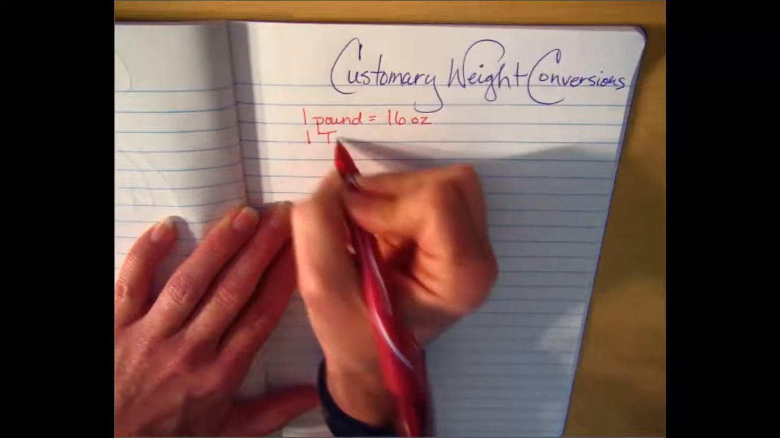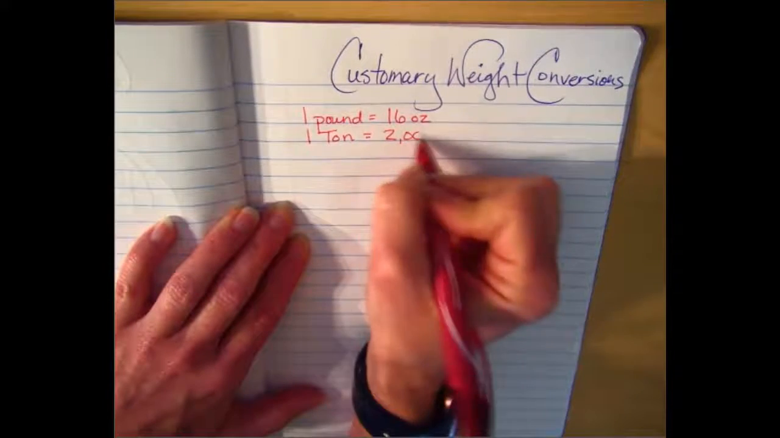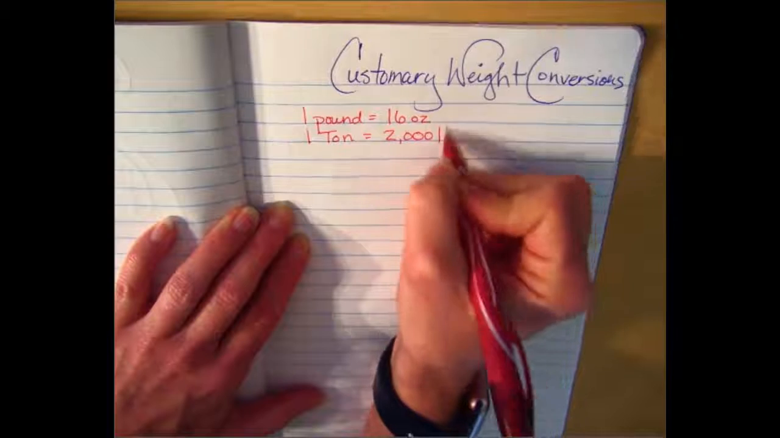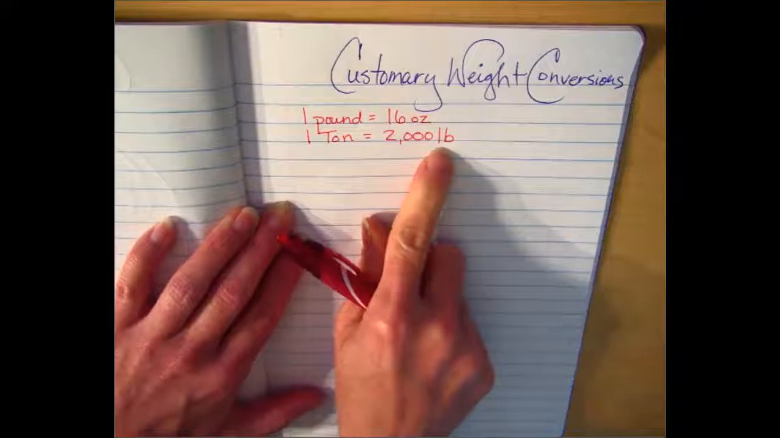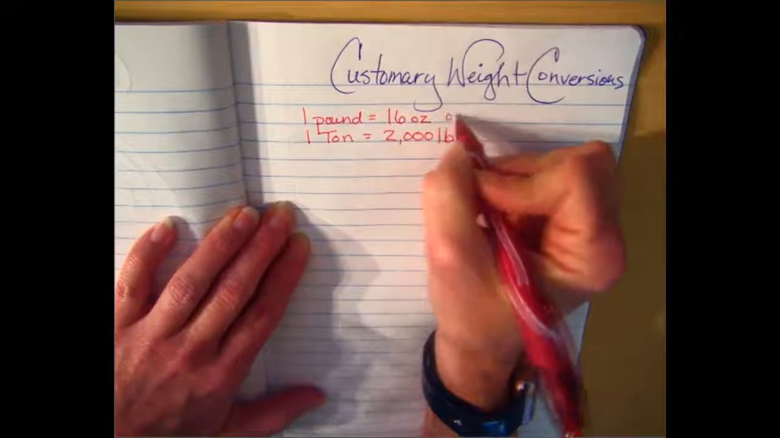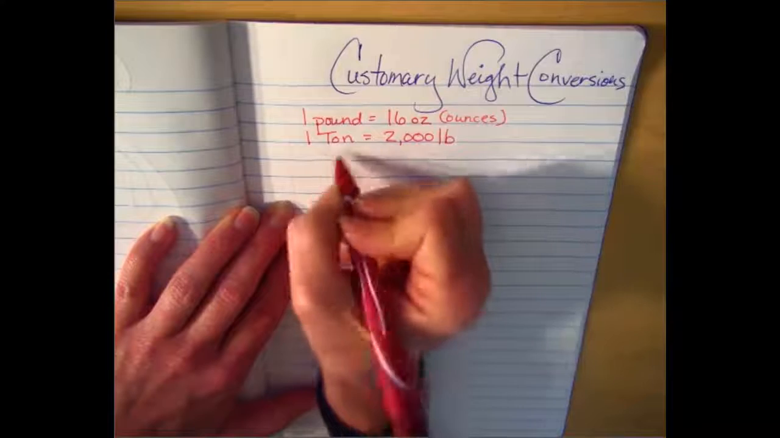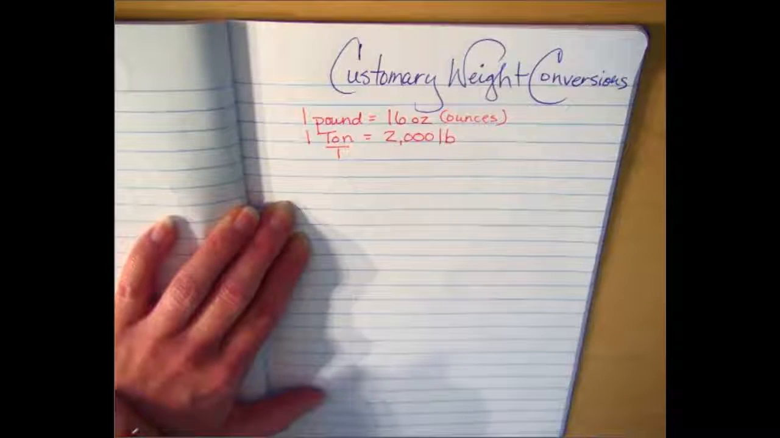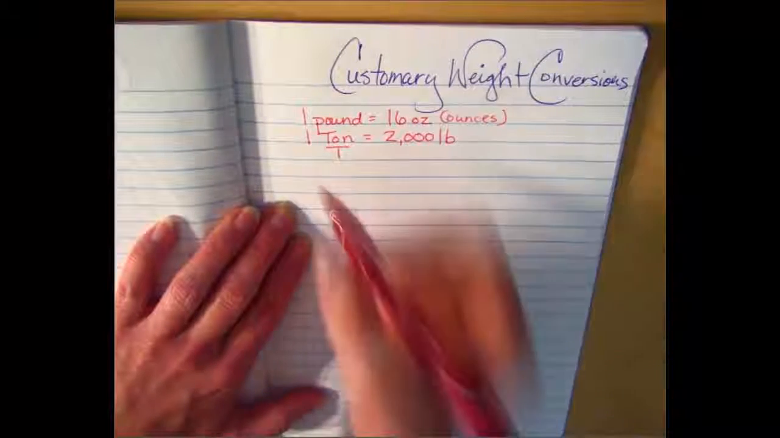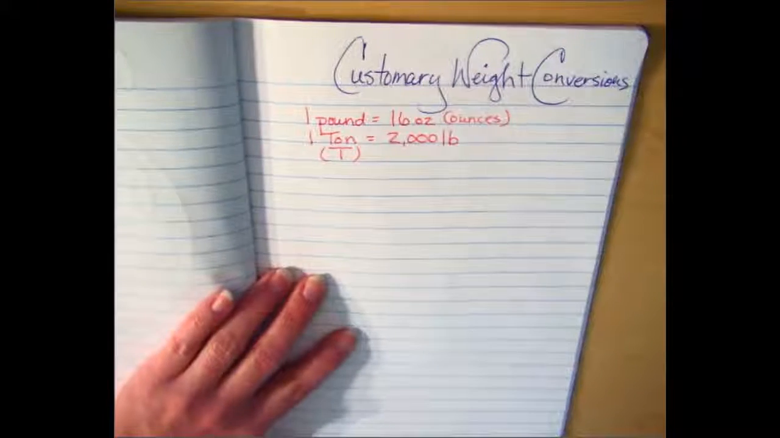And then we also work with tons. 1 ton is equal to 2,000 pounds. The abbreviation for pounds is LB. Ounces is OZ. And tons is a big T. Got it? So we've got pounds, ounces, tons. That's it. Okay?